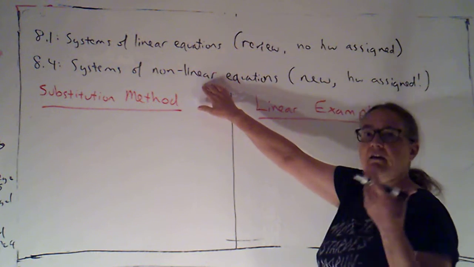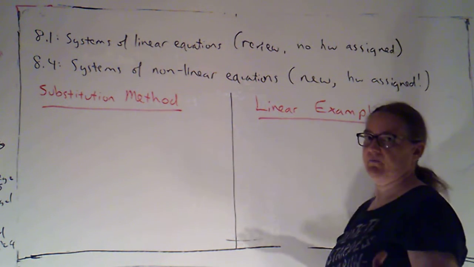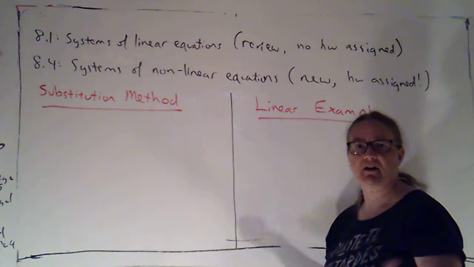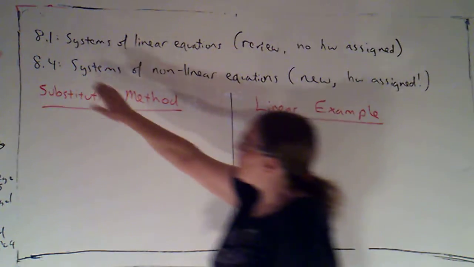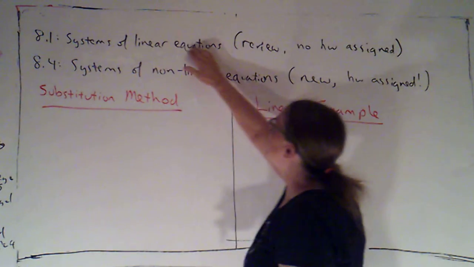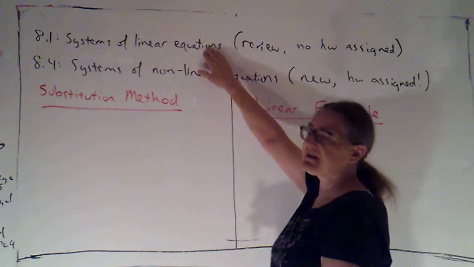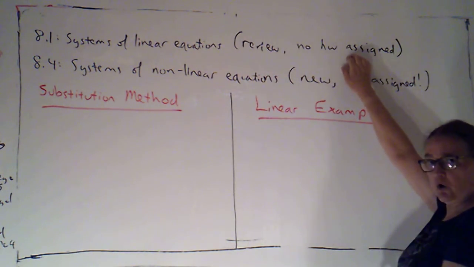Nonlinear just means that if it's an equation in two variables, its graph is not a line. So it's going to be a more complicated equation. Its graph is going to curve in some way, shape, or form. Now, 8.1, which we're not really spending much time on, is about solving systems of linear equations. That's essentially review, and so I haven't assigned any homework for that.